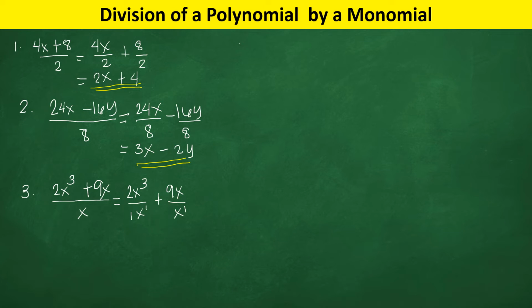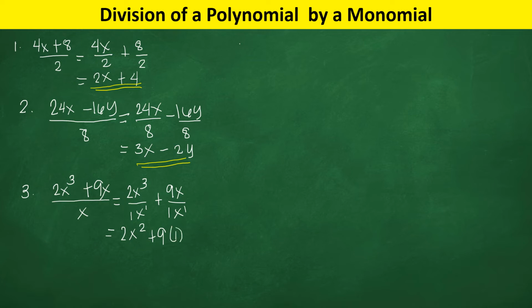But then, for the purpose of this discussion, I'm going to write the numerical coefficient x at ang exponent na 1. Then, let us now, again, divide now the numerical coefficient. 2 divided by 1 is 2. Then, these are the same base. Pareho silang variable x. Just copy. Subtract the exponents. 3 minus 1 is 2. Plus, 9 divided by 1 is equal to 9. Then, x divided by x, so this is equal to 1.